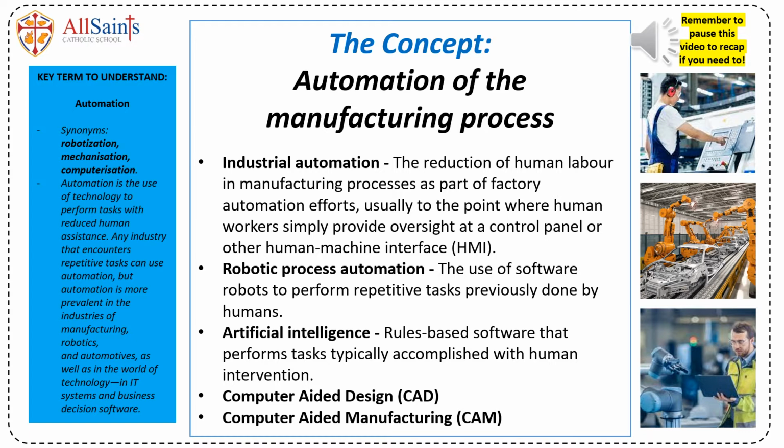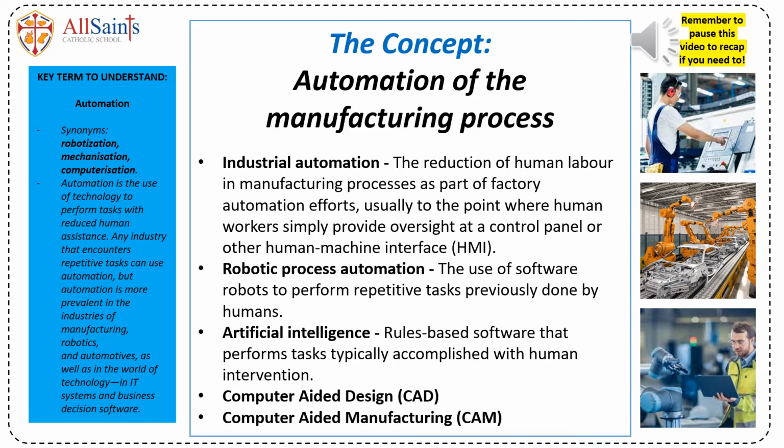There's industrial automation, where the reduction of human labour in manufacturing processes as part of factory automation efforts, usually to the point where human workers simply provide oversight at a control panel or other human interfaces. Then there's robotic process automation, where they're using software robots to perform repetitive tasks previously done by humans. Then there's artificial intelligence, which are rules-based software that perform tasks typically accomplished with human intervention.